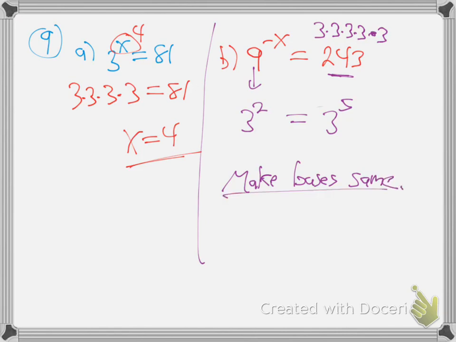And now, you think, well, what about the rest of it? Yeah, the rest of the stuff is still there. The negative x is still there. Is that good? So I just changed the 9 to be 3 squared. And the 243 to be 3 to the 5th. Okay? Great. So now what? I made the bases the same: step 1, make the bases the same.